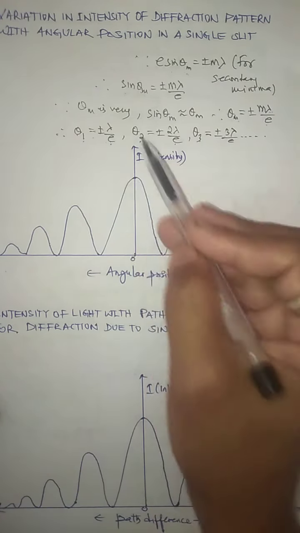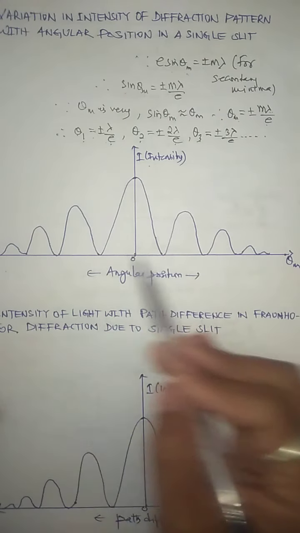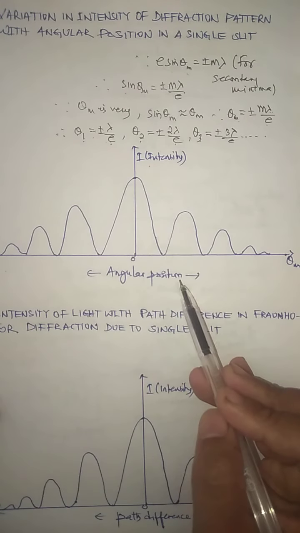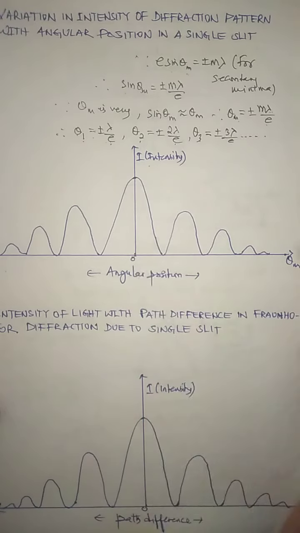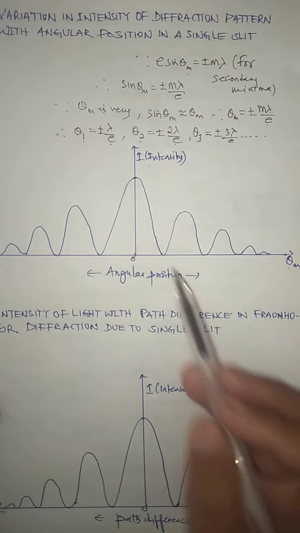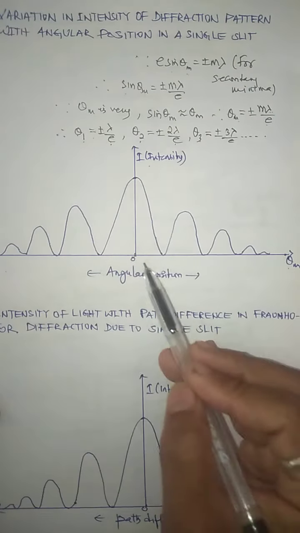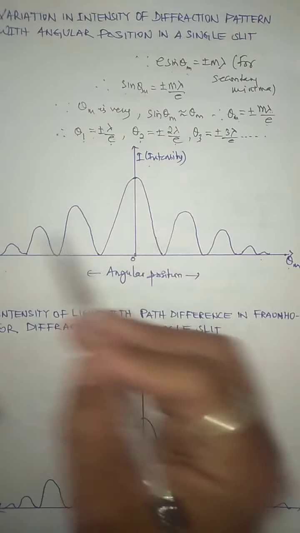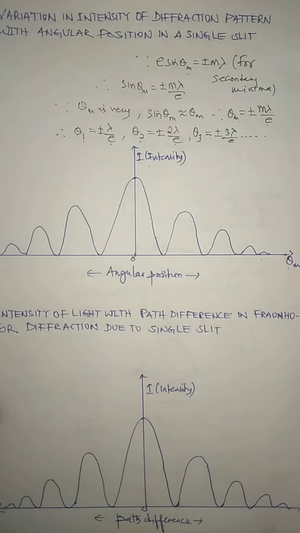Now the y-axis is taken as intensity, and the x-axis we take as angular position. With 0 at the origin, on the positive side it is theta m, and on the negative side it is minus theta m. That means this angle can be positive on the right hand side and negative on the left hand side.